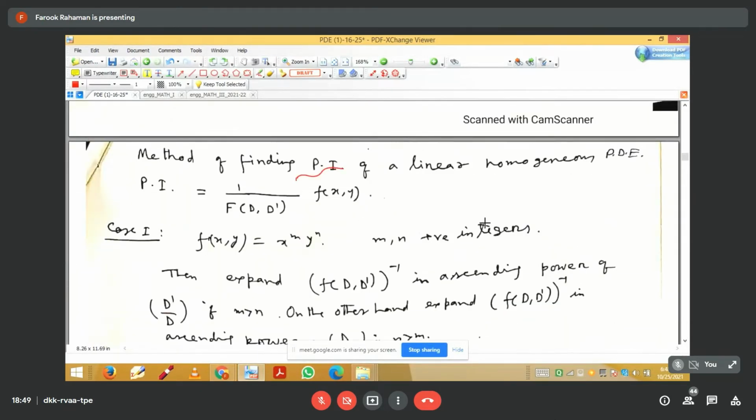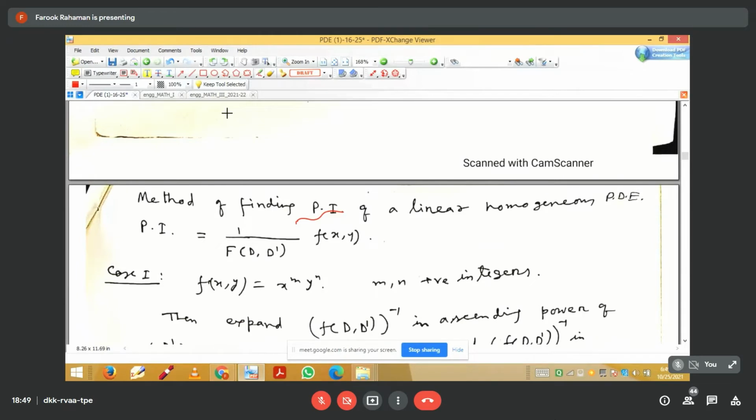Okay. Now how to find the PI? PI means particular integral. So the general solution has two parts, that is, one is CF and another is PI. We have already learned how to find the CF. Now we try to find the PI, that is, the particular integral. Now we start with several particular cases. Then I will discuss the general one.